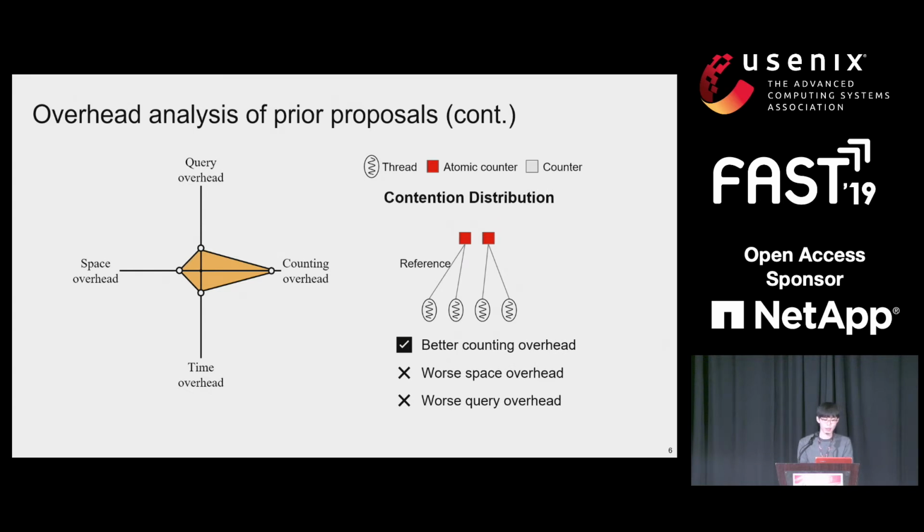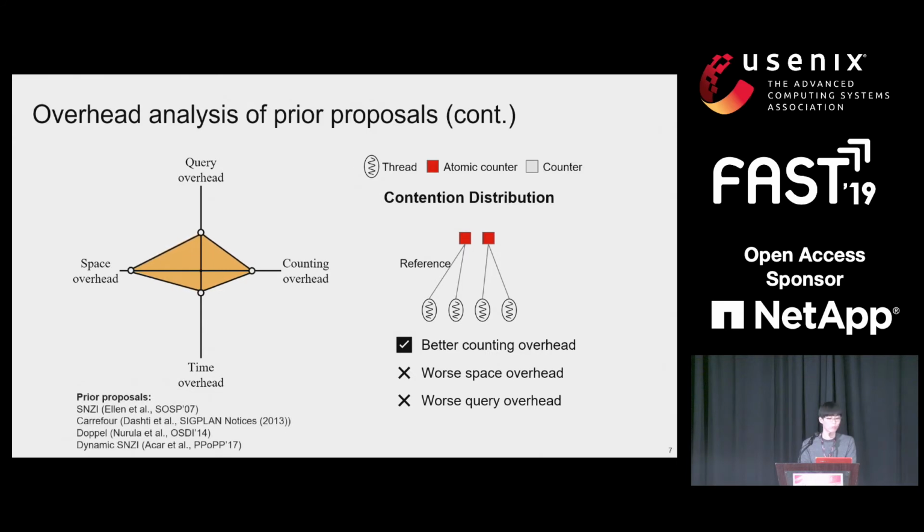Next, we analyze the schemes developed based on contention distribution. Contention distribution is basically dispersing the contention overhead to multiple reference counters. Since it uses multiple reference counters, it shows worse space overhead and worse query overhead. But it actually achieves a better counting overhead. And this is clearly depicted in the figure, and schemes belonging to this category are shown below.